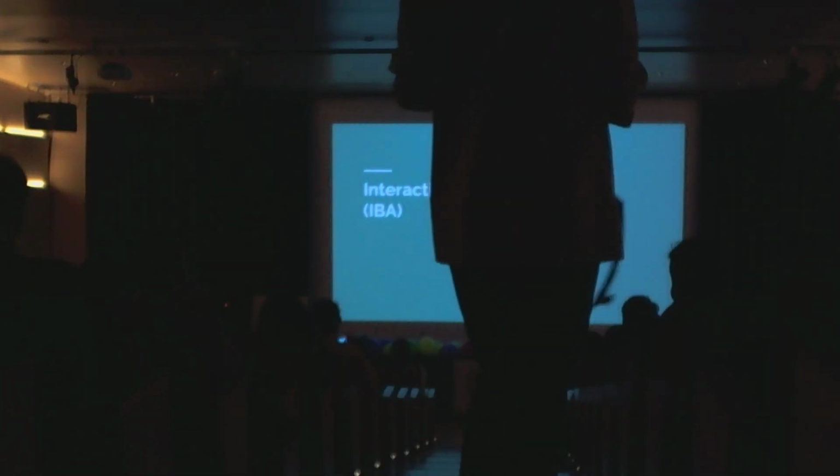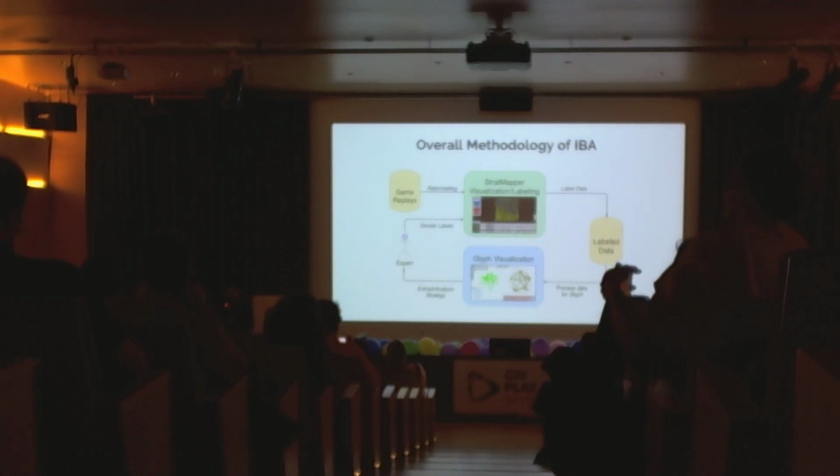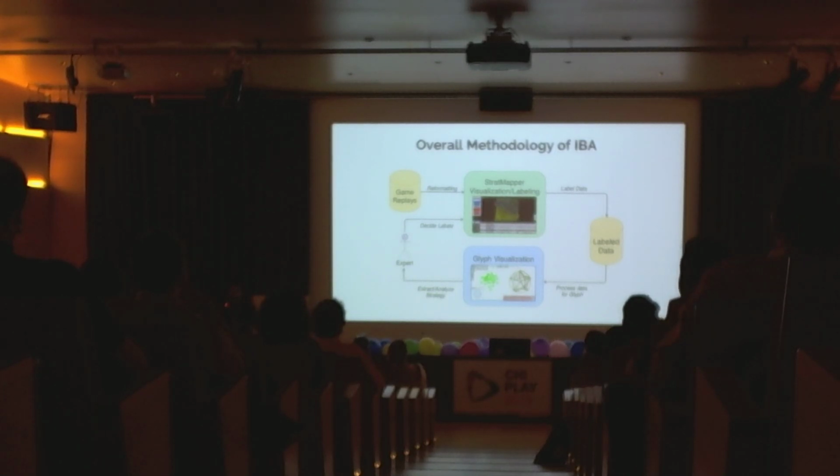So now we move into the details of the IBA methodology. Here you can see a diagram that shows the overall methodology of IBA. On the high-level overview, this methodology is comprised of 2 visualization systems, labeling mechanism, and some abstraction algorithms. So the first step here is to format the game data to feed into a visualization system, which is called StratMapper.